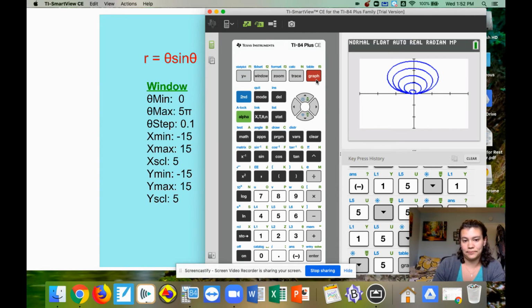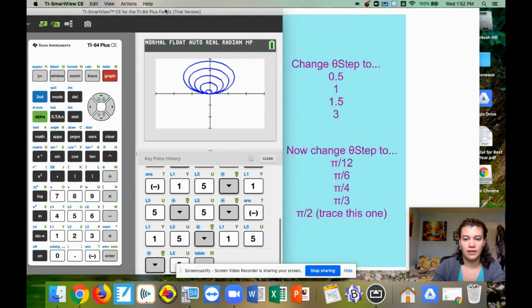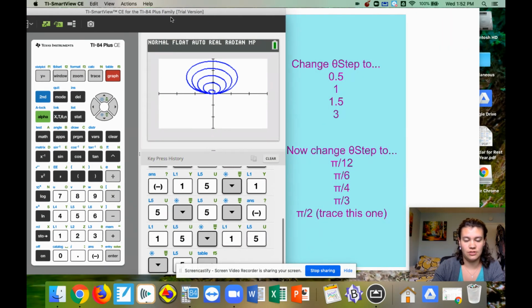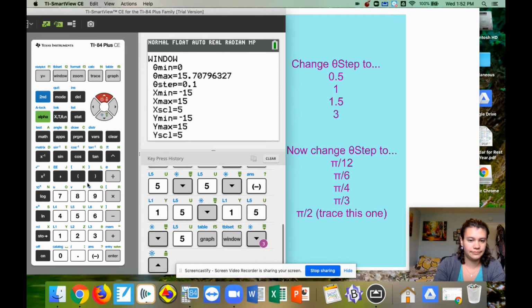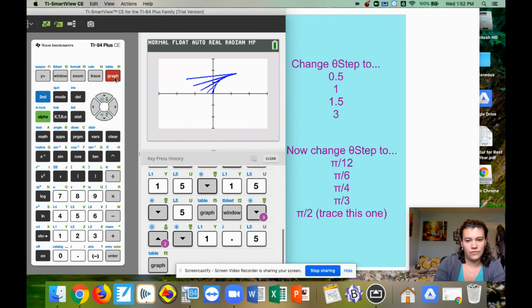And this is the graph you get. Pretty cool looking, in my opinion. Now go through and change the theta step to all these different things and see what happens. I'll do a middle one just so you can see it. If I go here and change this theta step to 1.5 and hit graph, your graph is going to get a lot messier and not look like it's supposed to.